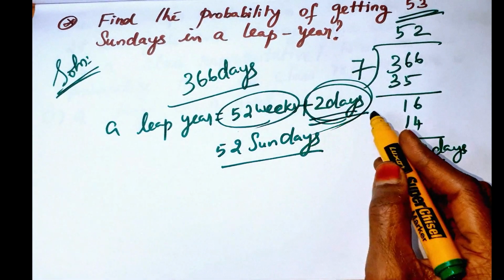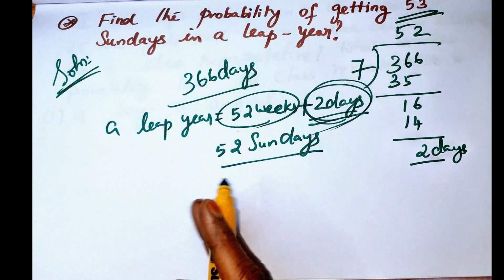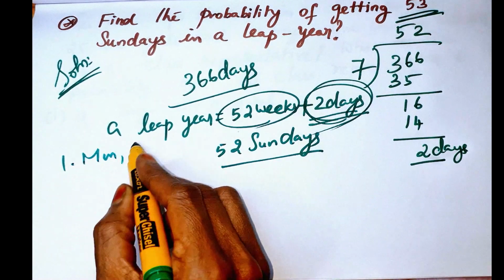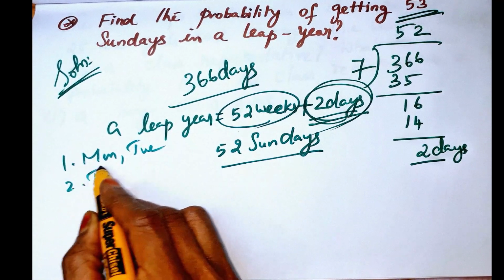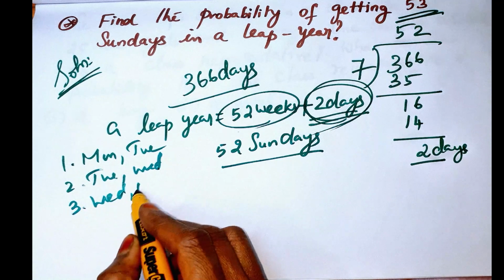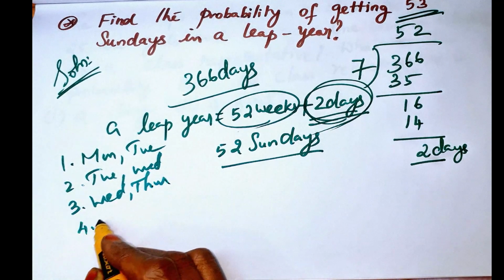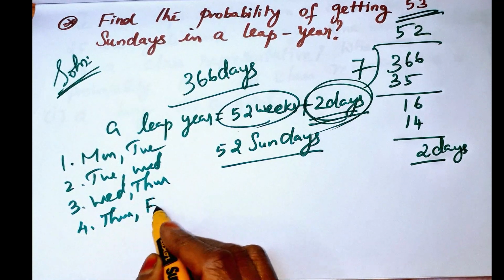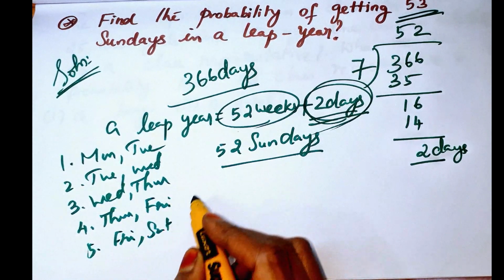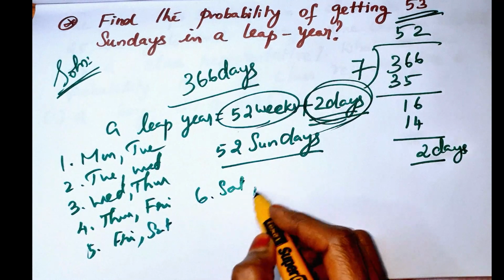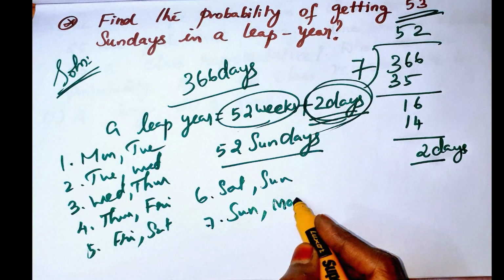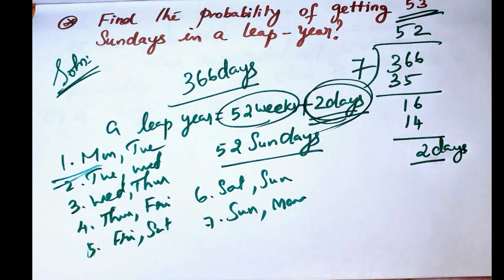These 2 days are consecutive days. அடுத்தடுத்து வருது. So என்னென்ன ஆப்ஷன் இருக்கும் நமக்கு? We'll start from Monday. Monday, Tuesday. Then Tuesday, Wednesday. Then Wednesday, Thursday. Then Thursday, Friday. Then Friday, Saturday. Then Saturday, Sunday. Then Sunday, Monday. Monday, Tuesday, that only we have started.